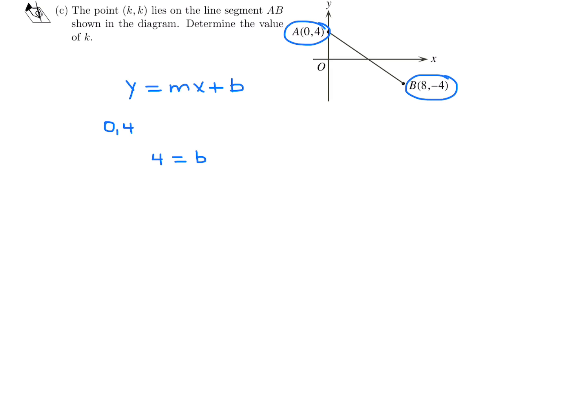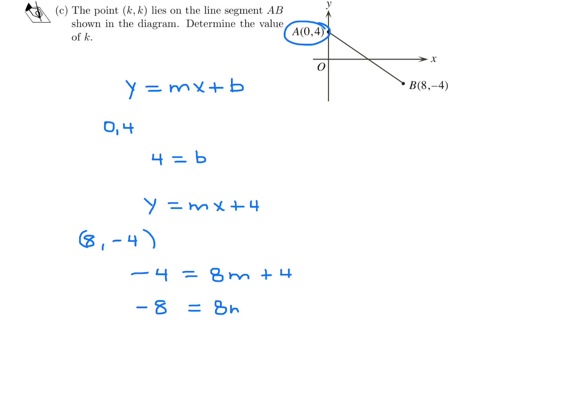And then substitute in this point into y is equal to mx plus 4. So we'll put in (8, negative 4). And when we do that, we get negative 4 is equal to 8m plus 4, and therefore negative 8 is equal to 8m, and m is equal to negative 1. So our equation is y is equal to negative x plus 4.